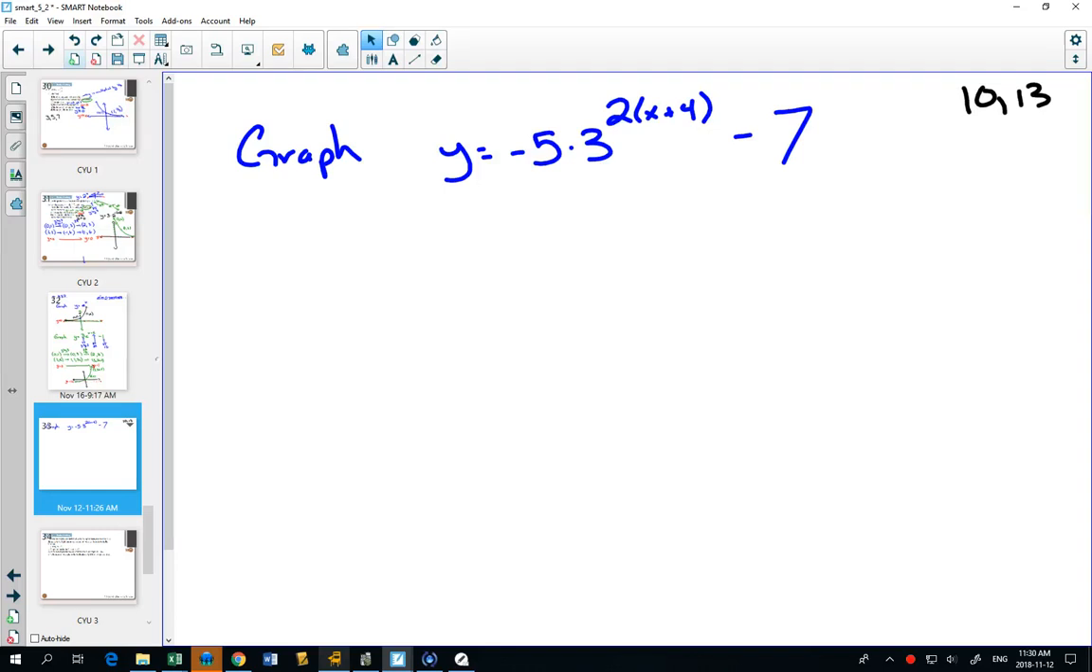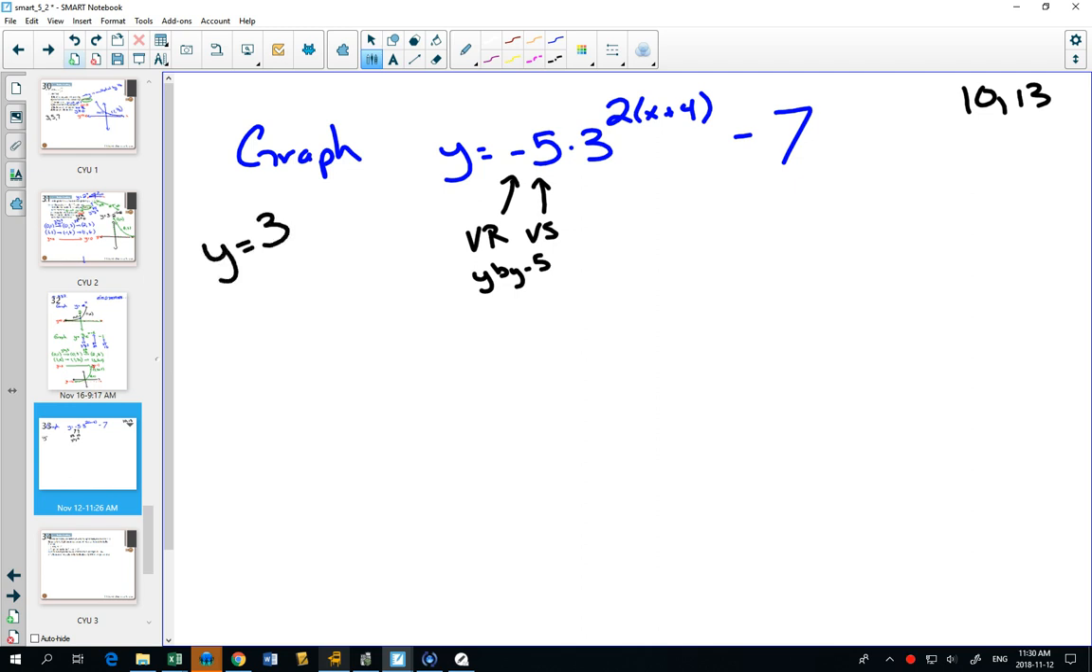Did you label these things correctly? Here is a vertical reflection, vertical stretch. Together, you're multiplying your y values by negative 5. The 3 is your parent function. Your parent function here is y equals 3 to the x. So the 3 doesn't do anything to transformations because it's part of the original graph.